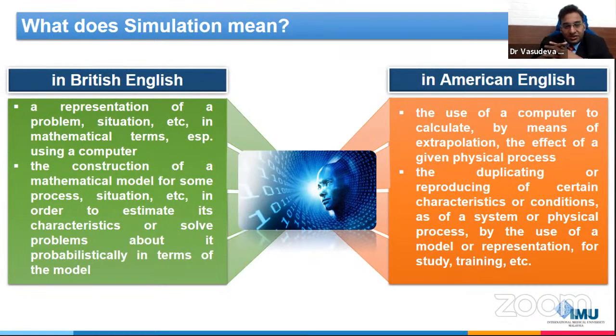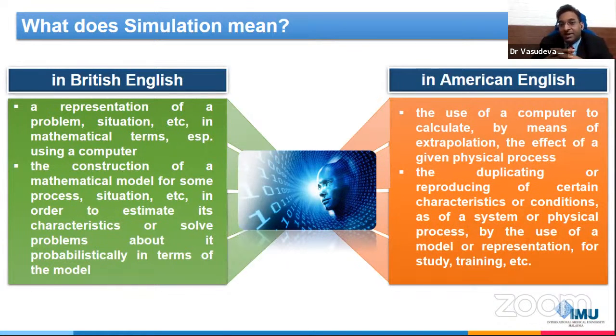In British English, you can say a representation of a problem or situation in mathematical terms, especially using a computer. So simulation means the activity that uses the computer. It is the construction of a mathematical model of some process or situation in order to estimate its characteristics or solve problems about it, probabilistically in terms of the model. So this is all about the mathematical relationship. The background working model is the mathematical model.